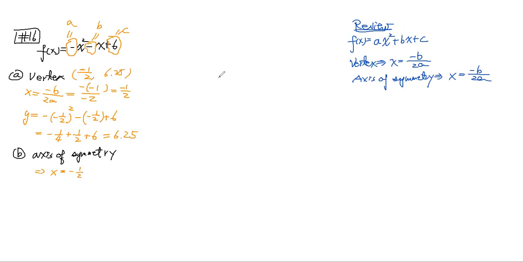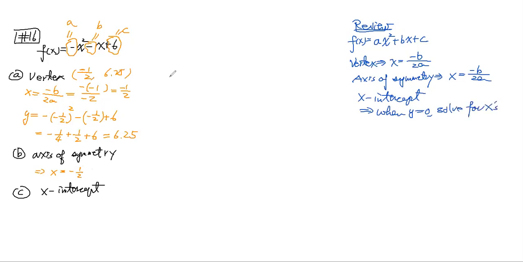Okay, the next thing is the x-intercept. So what is the x-intercept here? Let's try to review here. The x-intercept is found when y equal to 0, then you solve for x. So now in here, that means y equal to 0. So it's 0 equal to negative x squared minus x plus 6.